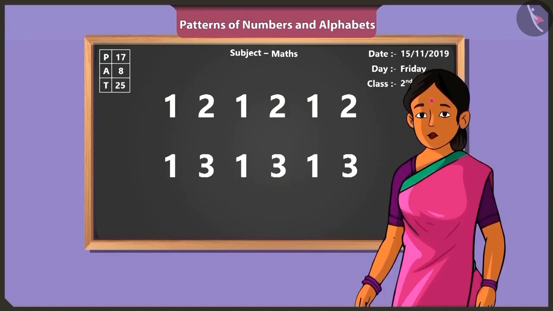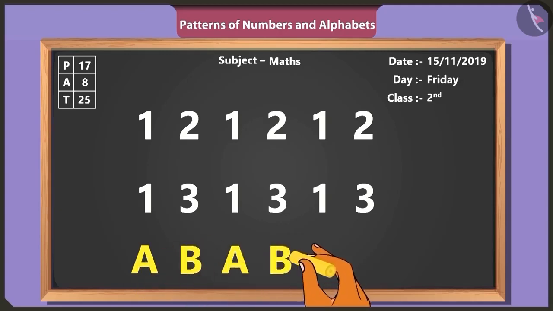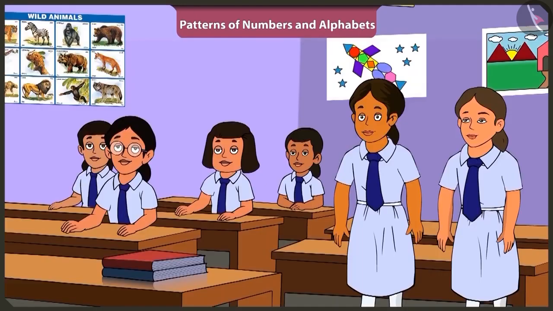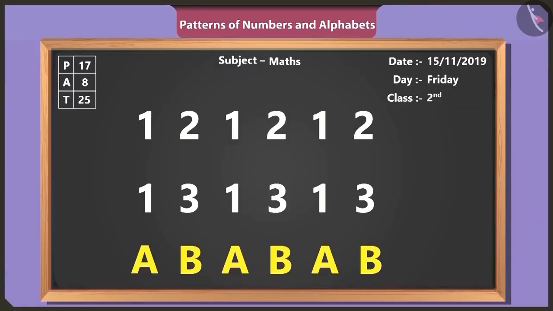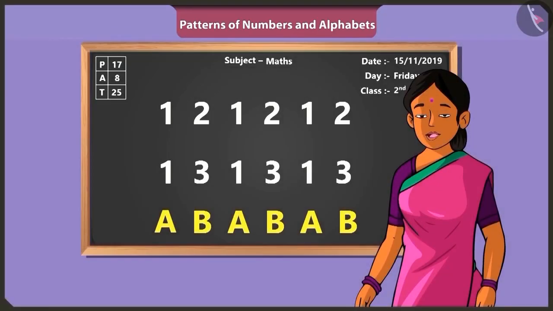Rightly said, Winnie. Children, now look carefully at what I write on the board. Tell me what I have written. You have written the English alphabets A and B and repeated them again and again. Oh yes, this is a pattern of alphabets.